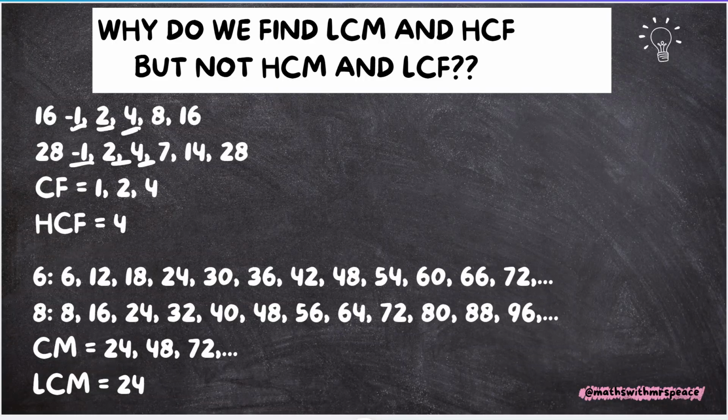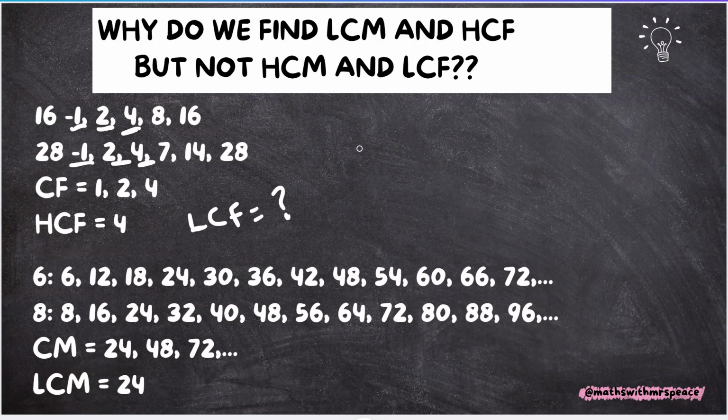Now, the reason why we find highest common factor, but no one ever asks for the lowest common factor, is because since 1 is a factor of every number, the lowest common factor for any set of numbers will always be 1. So look at our common factors here: 1, 2, and 4. For any numbers you are given at all, the first common factor between them will always be 1. This is the reason why you are asked to find highest common factor but not lowest common factor.